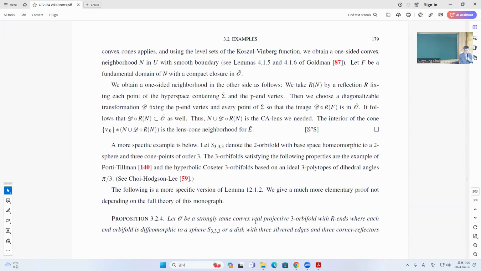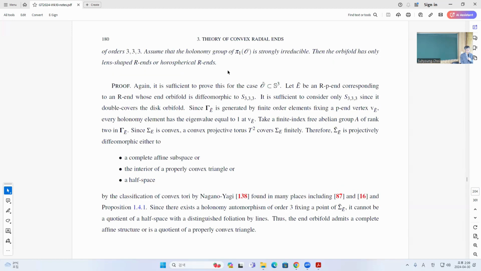In the strongly tame convex real projective three-orbifold with radial ends whose end orbifold is different from the sphere or disk with three silvered edges and three corner reflectors over the three, then if this is strongly reducible, then it's always lens shaped or is horospherical. Okay, so in this case, you always get lens shaped or horospherical. So in the S^3 case, then the projective automorphism group is actually finite index in G2.